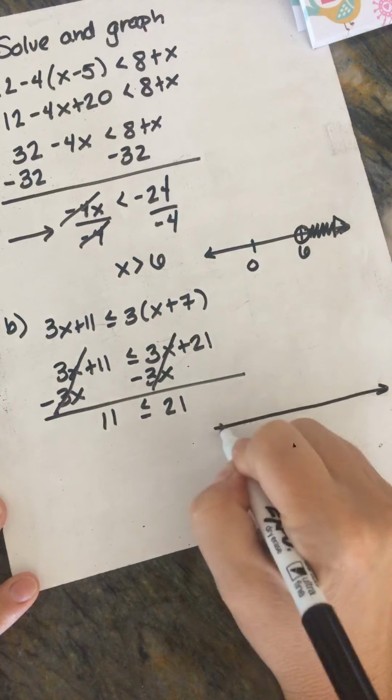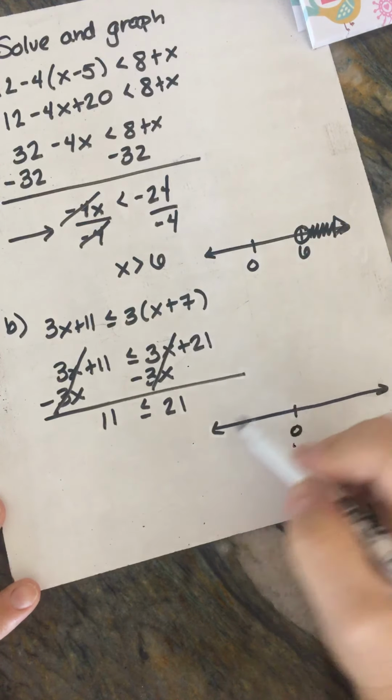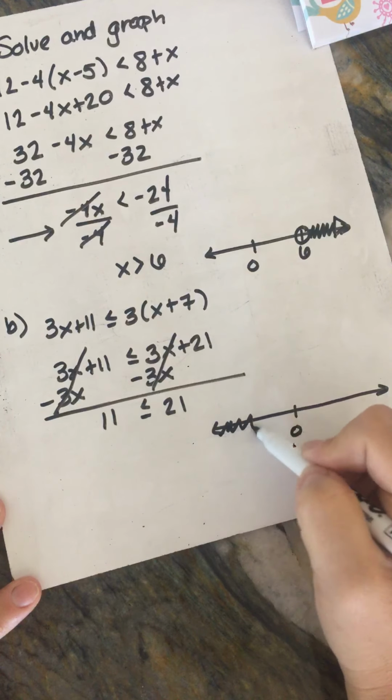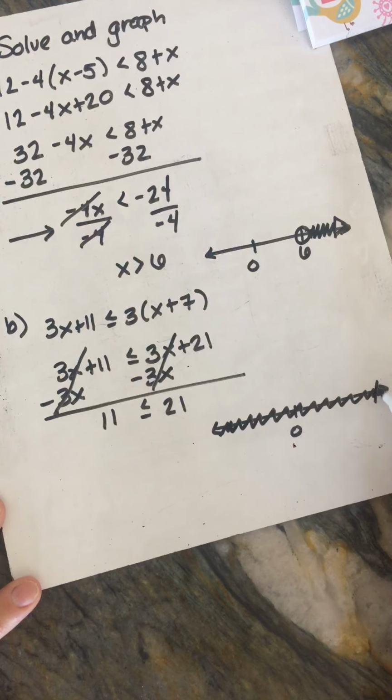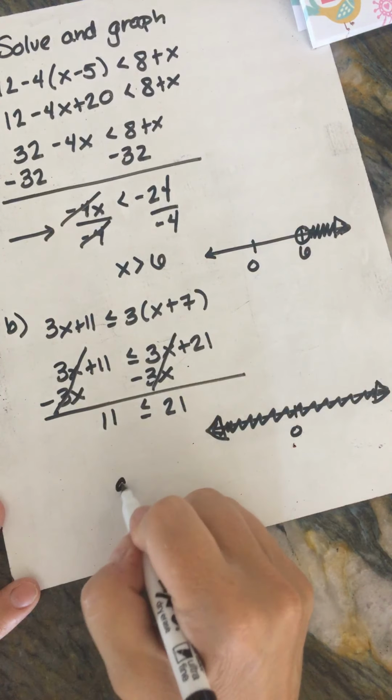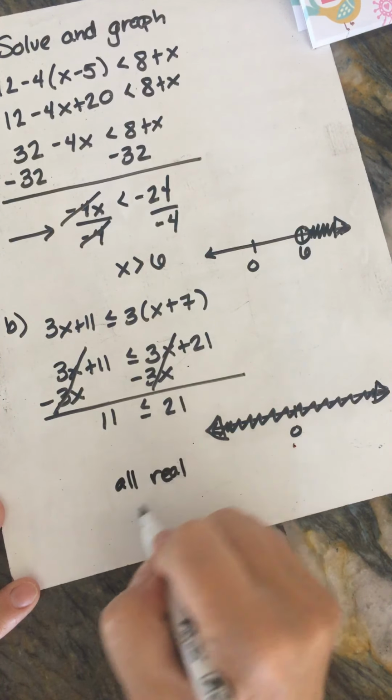So we can have a number line here. I'm going to put my 0 on it. Any value on this number line will work. So we'll just shade in the whole thing. Okay, so this would be all real numbers.